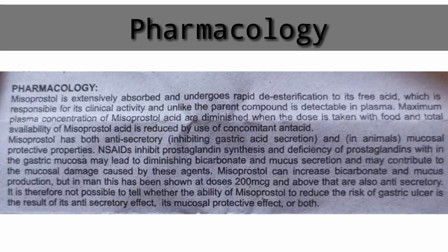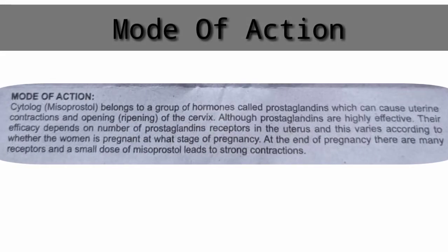Now, mode of action. Cytolog misoprostol belongs to a group of hormones called prostaglandins, which can cause uterine contraction and ripening of the cervix. Although prostaglandins are highly effective, their efficacy depends on the number of prostaglandin receptors in the uterus, and this varies according to whether the woman is pregnant and what stage of pregnancy. At the end of pregnancy, there are many receptors, and a small dose of misoprostol leads to strong contractions.